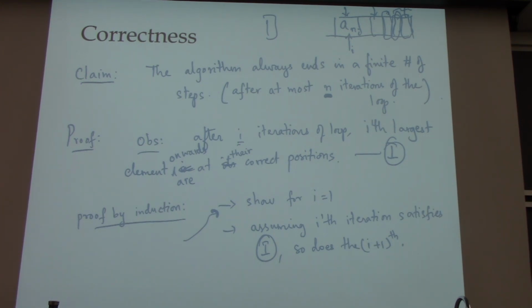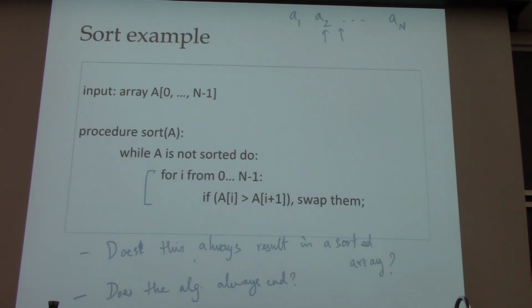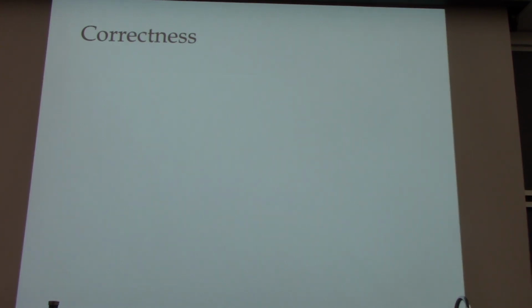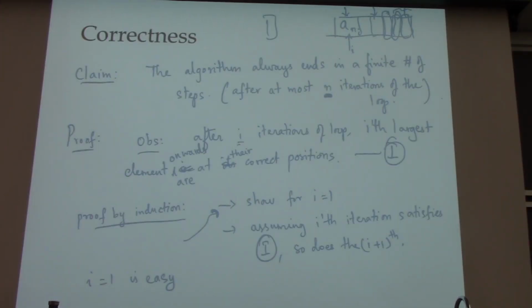Okay. And why is that? Yeah, so the biggest element just keeps getting swapped. If it was not at the end to start with, if this is the largest element, it just keeps getting swapped with the rest. So you can easily see that this works. Okay, so i equals 1 is easy. So what about the inductive step? This is called the base case, and for those of you who are rusty on induction, this is the base case and this is the inductive step.